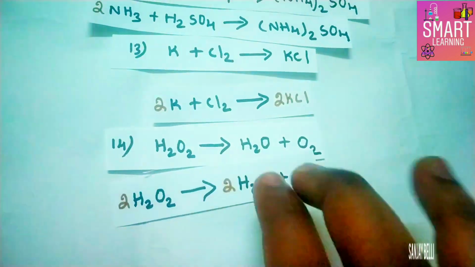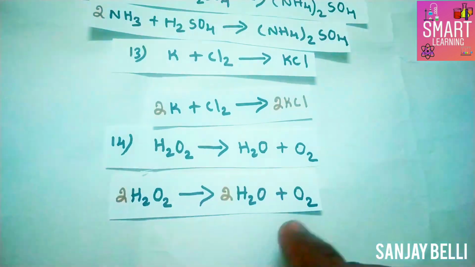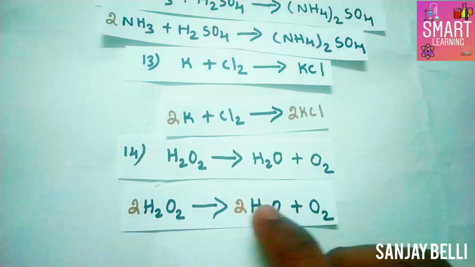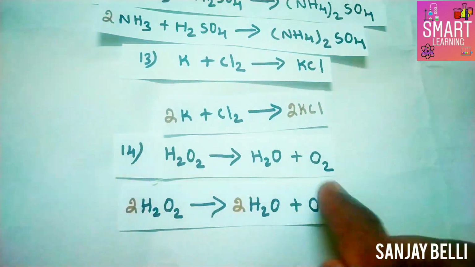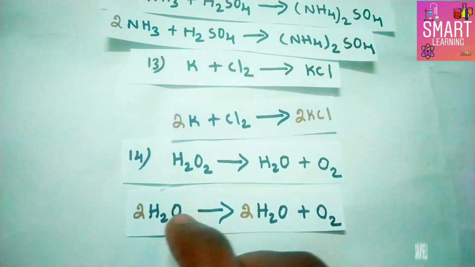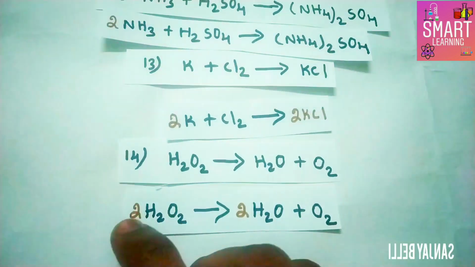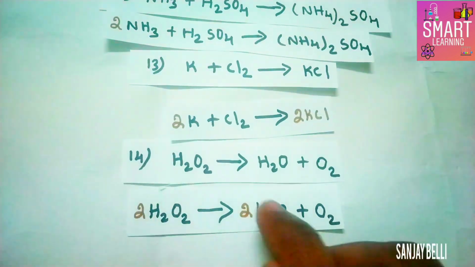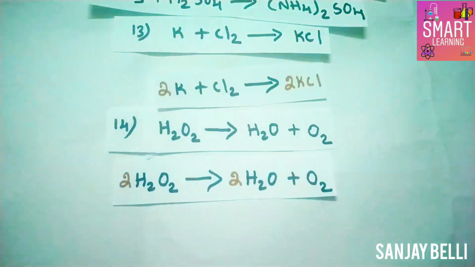Here you see, first need to concentrate on oxygen. So when I keep here 2, 2 ones are 2 and here 2. 2 plus 2, 4 oxygens on right side. So 2 twos are 4, 4 oxygens on left side. 2 twos are 4, 4 hydrogens on left side. Here also 4 hydrogens on right side.